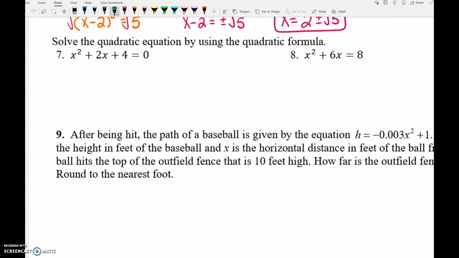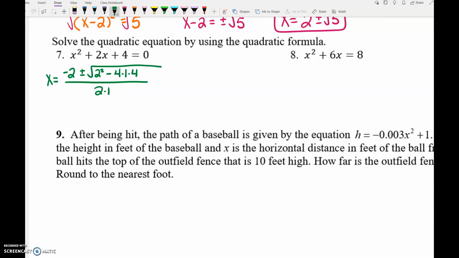The quadratic formula is x equals the opposite of b, so negative 2, plus or minus the square root of b squared, 2 squared, minus 4ac, 4 times 1 times 4, all over 2a.